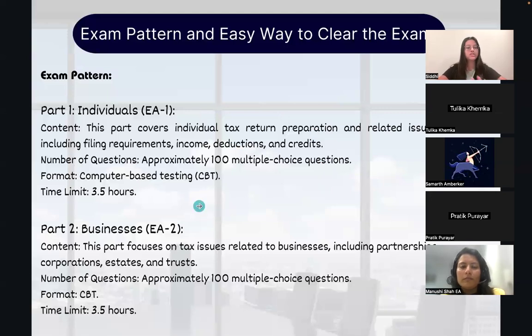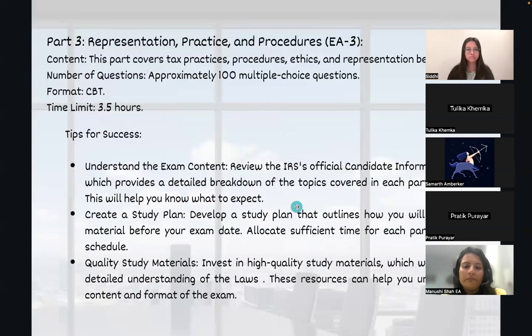Same way for businesses, it's all about corporate taxation. There we are going to have the questions for corporate returns. Let's say 1120, S corp, partnership, C corp, how the partner is going to enter into business, what will be the basis and all. Okay, same way, part three, I think Manushi, you can elaborate a little bit about it.